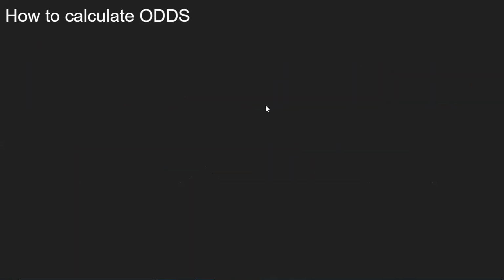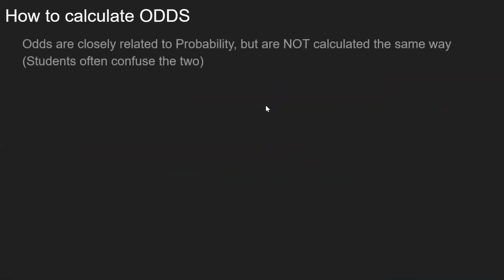All right, so in this video, I want to talk about calculating odds. Now, odds are closely related to probability, but they're not calculated the same way, and students often confuse the two. Typically, when I assign assignments that have probability and odds, students will do them all as probability problems. That's the most common mistake I get here.